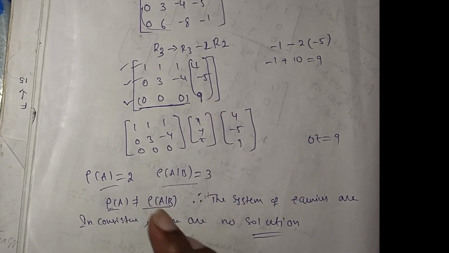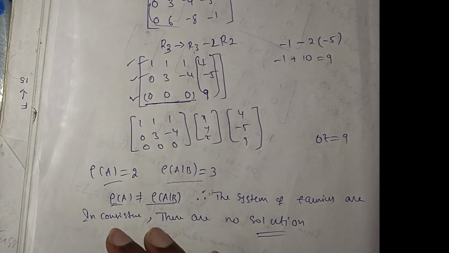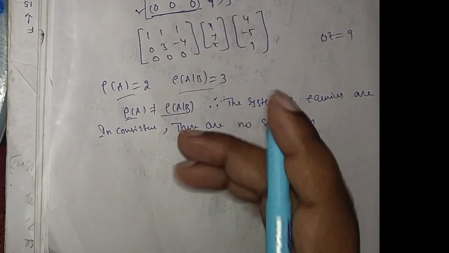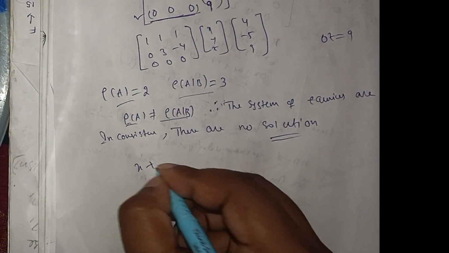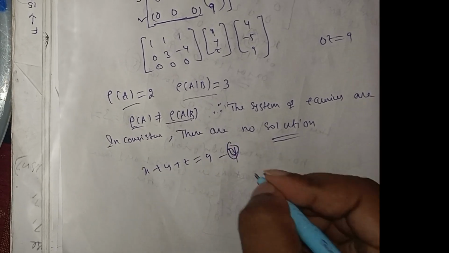If rank of A is not equal to rank of A by B, the system of equations is said to be inconsistent. There is no solution. Why does no solution exist? I'll explain here. See, if you write x plus y plus z equal to 4, this is my equation number 4. As we take the first 1, 2, 3 equations, this is my fourth equation.